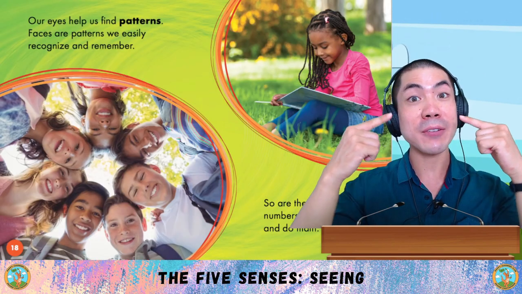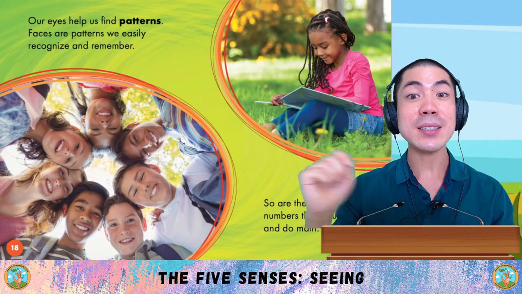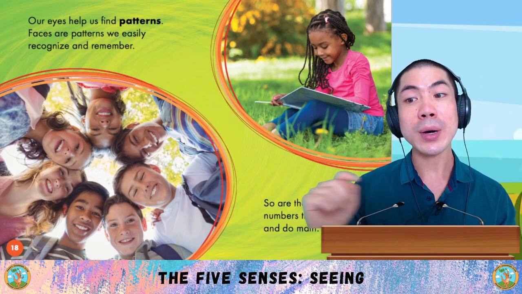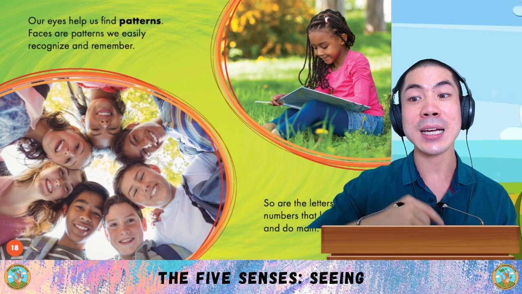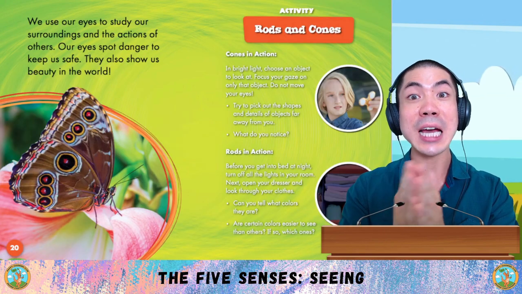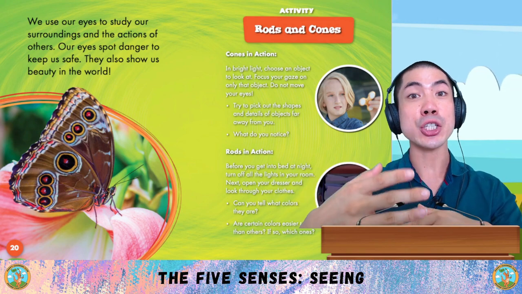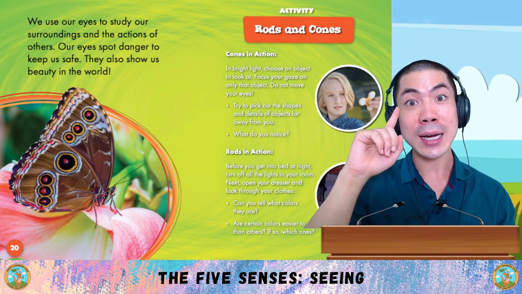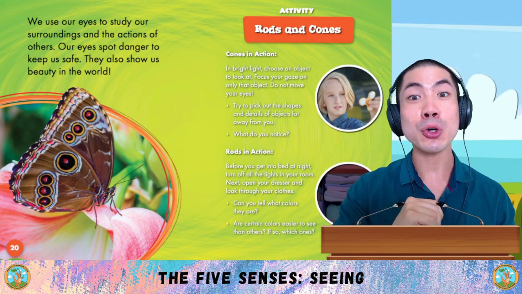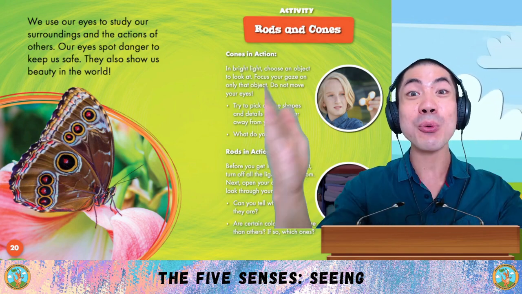Our eyes help us find patterns. Faces are patterns we easily recognize and remember. So are the letters and numbers that let us read and do math. We use our eyes to study our surroundings and the actions of others. Our eyes spot danger to keep us safe. They also show us beauty in the world.